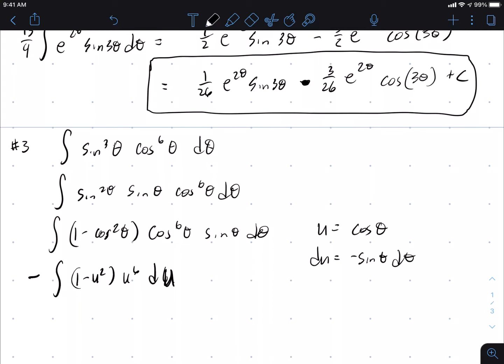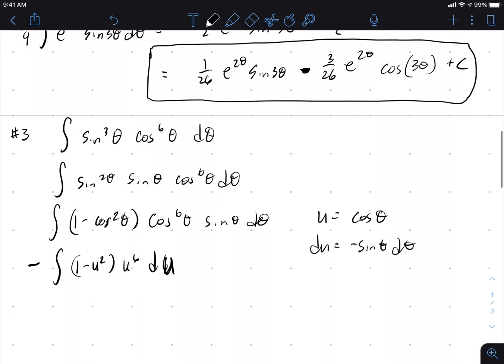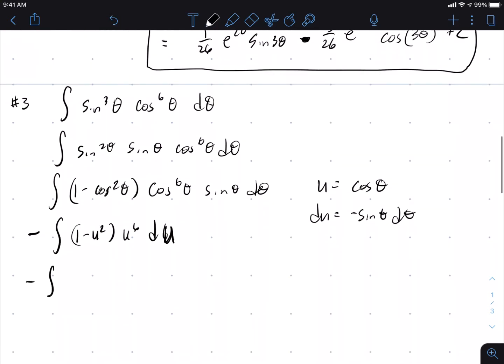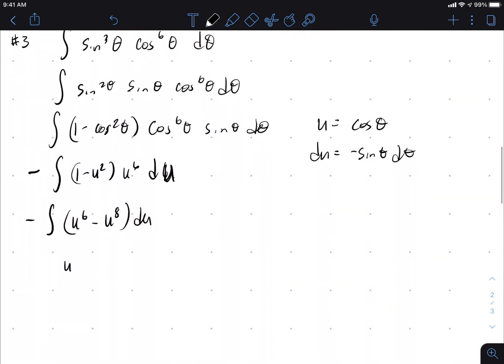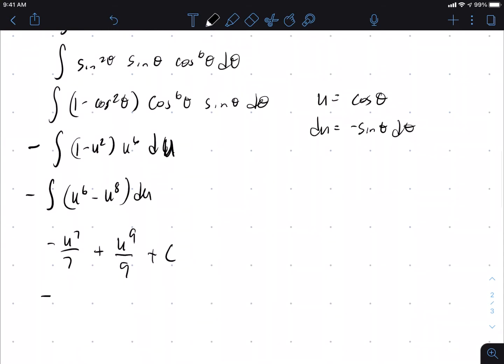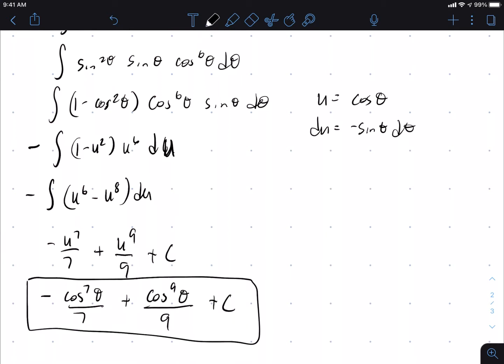Agreed? Agreed. So I'm going to get negative integral of u to the 6th minus u to the 8th du. So that should be u to the 7th over 7 plus u to the 9th over 9 plus some constant c, which will be negative cosine 7 theta over 7 plus cosine to the 9th theta over 9 plus some constant c. Merry Christmas. We got it.